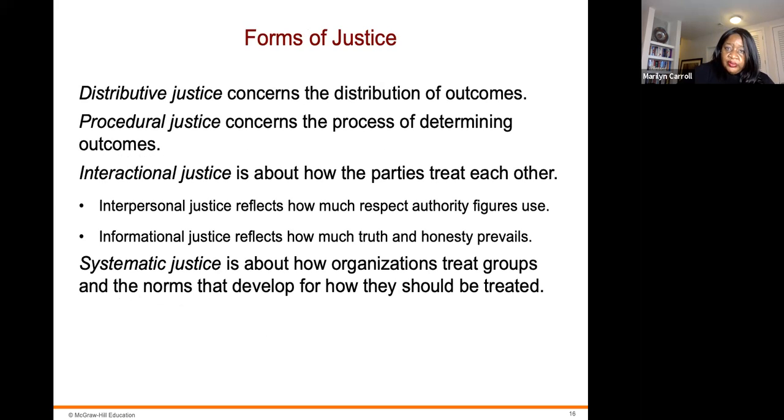Now let's talk about the forms of justice. Distributive justice concerns the distribution of outcomes, while procedural justice concerns the process of determining outcomes. Relational justice is about how the parties treat each other. Interpersonal justice reflects how much respect authority figures show, whereas informational justice reflects how much truth and honesty prevails. Systemic justice is about how organizations treat groups and the norms that develop for how they should be treated.